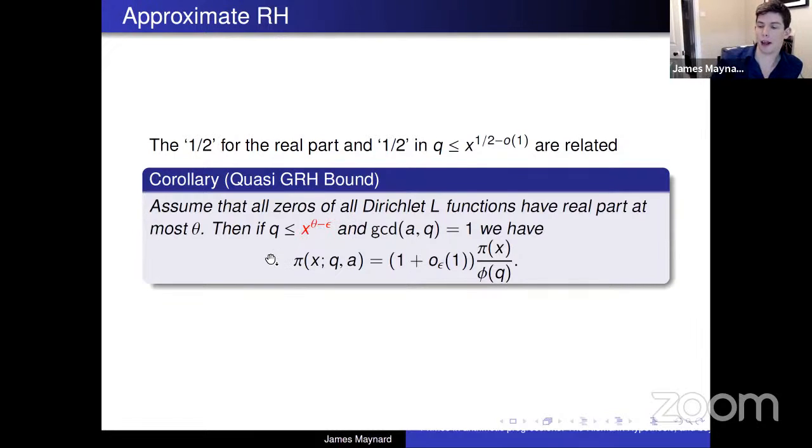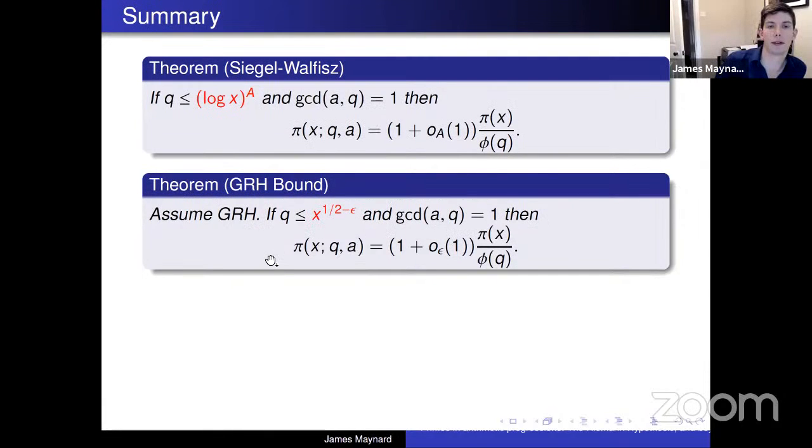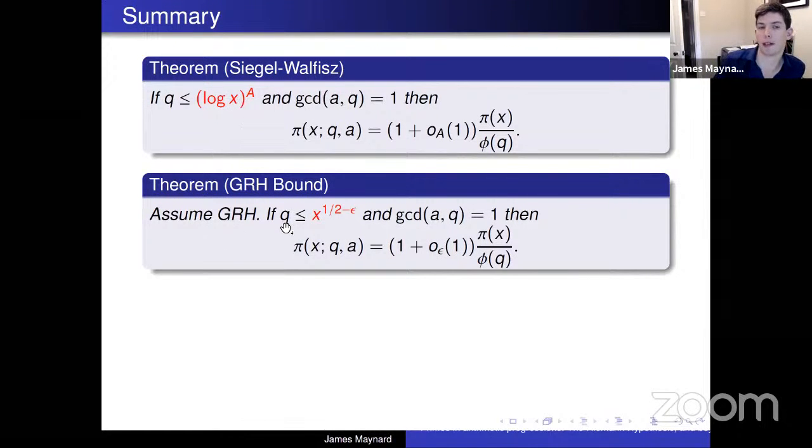So in summary, if we assume the Riemann hypothesis, then sometimes we can get these very strong bounds. So unconditionally, we can handle the range for q going up to log x to some power. And if you assume the Riemann hypothesis, you can allow q to be much larger, and you can allow q to go up to roughly the square root of x.